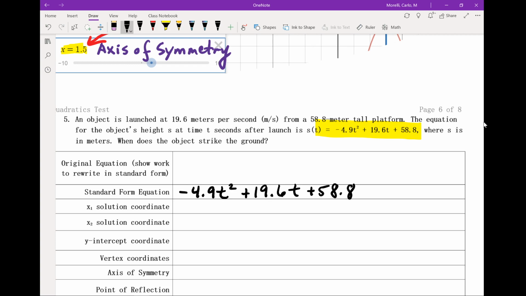Where do you get the negative 4.9 t squared? It's right there. Look at number 5. You don't see it? It's right there. And I just changed the t's to x's because that's what we're going to put into Desmos. You don't have to fix it, because the correct way is to leave it as t, but I can't put t into Desmos.